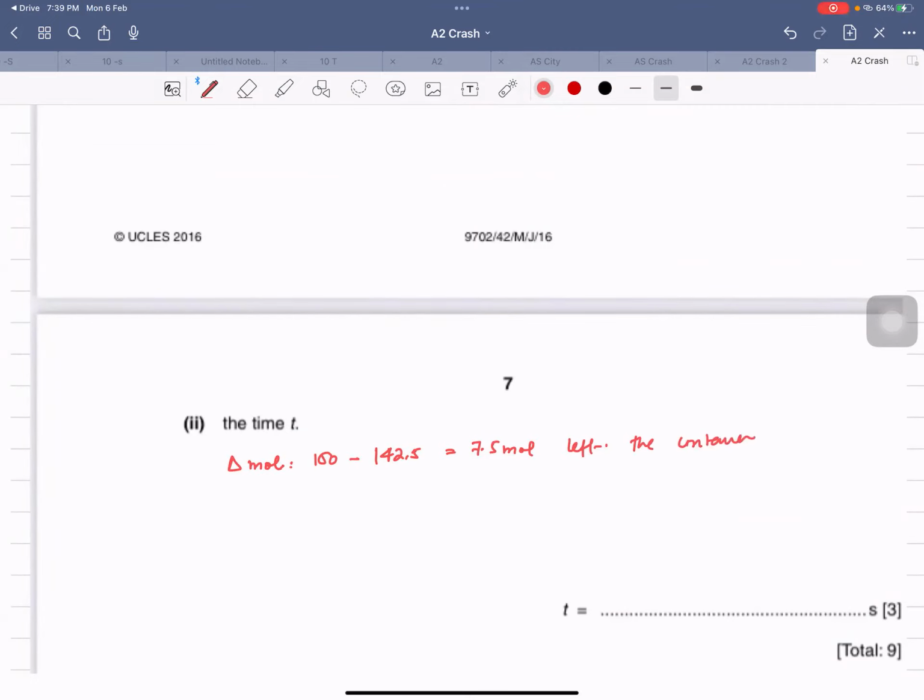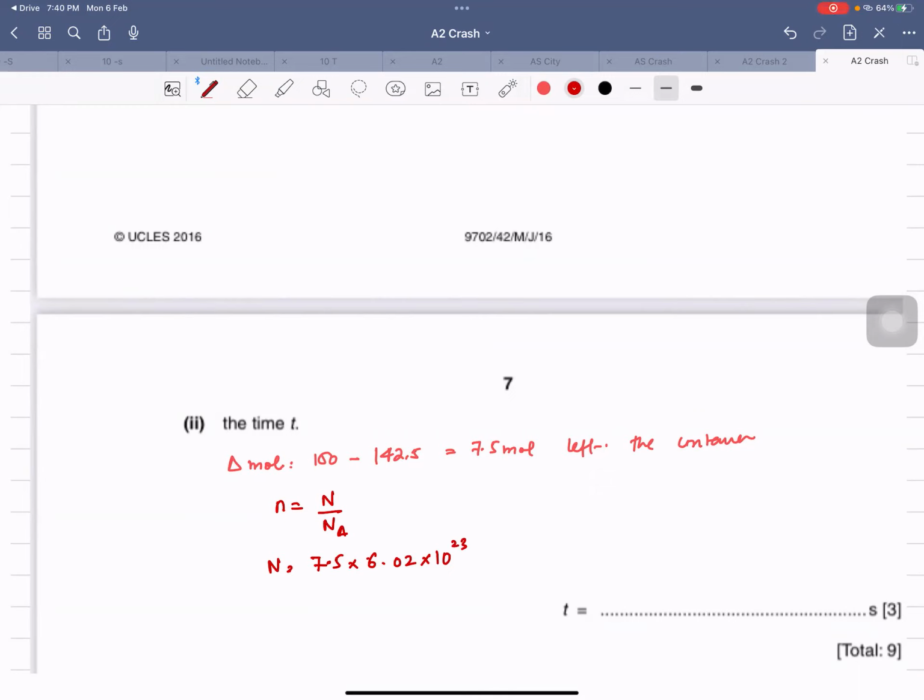Now we need to find the number of particles that left. How do we find this? Do we use moles to find it? Do you have a formula of moles that can help us find the number of particles? You guys remember? So moles into Avogadro's constant. Yes, very good. So N equals n times N_A. We can find N, and that would be 7.5 times 6.02 times 10 raised to power 23, right? Is that clear?